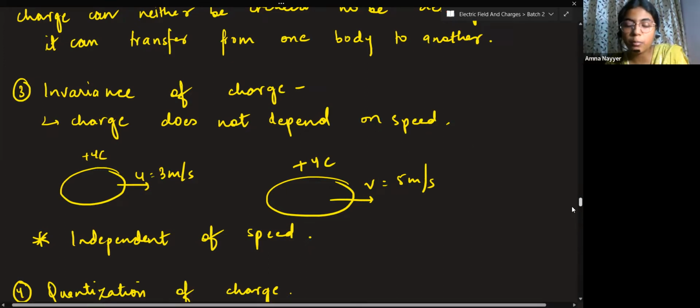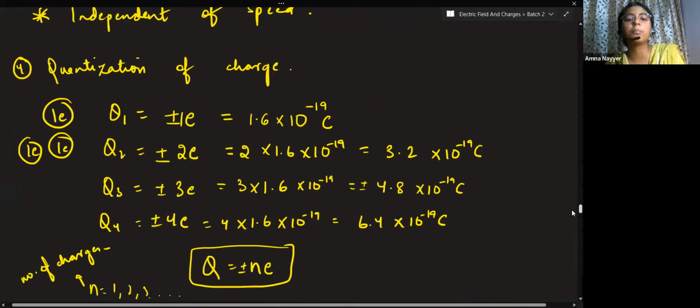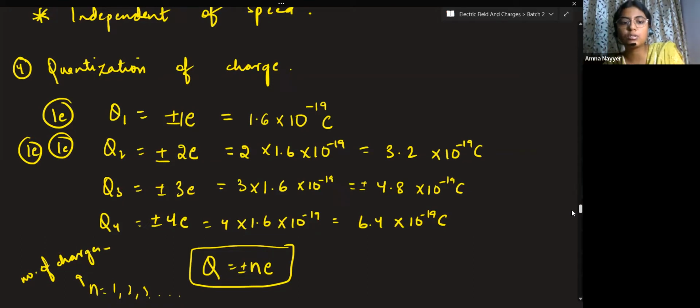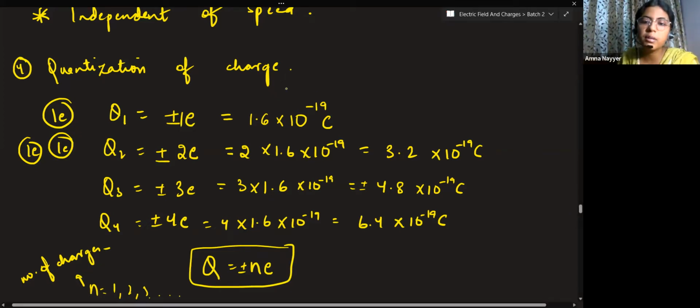Then the last property, which is one of the very important properties, is quantization of charge. Your numericals also come from this. Quantization of charge basically means that the minimum possible charge is that of one electron. This is 1.6 into 10 to the power minus 19 coulomb. All of you should remember this number.